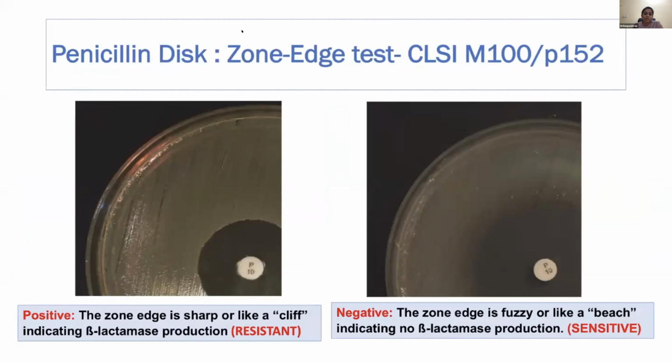This is the penicillin disc zone edge test, which is nicely described in CLSI. There is a beach and cliff effect. If it is beach effect, it is sensitive. Cliff effect, it is resistant. Cliff is nothing but a sharp zone. If it is a beach or a very fuzzy zone, it is sensitive. Here it is the other way around from what we saw. This is for the penicillin zone edge test.